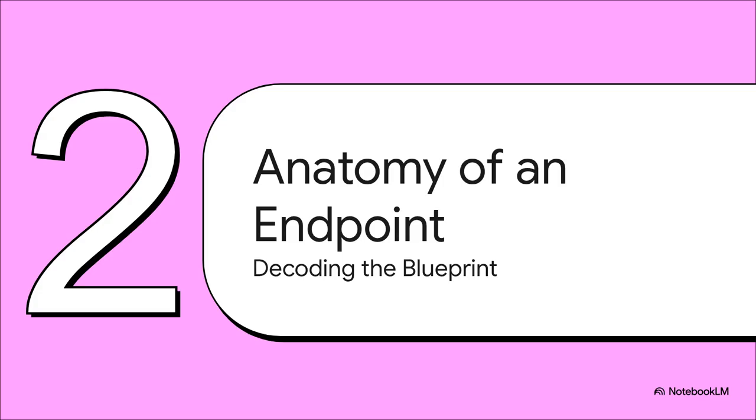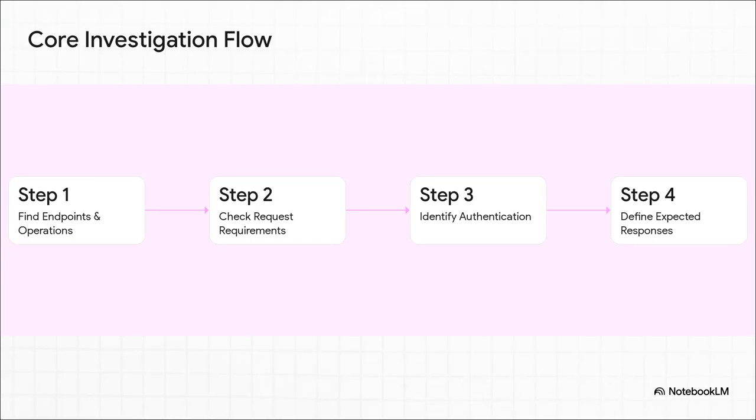All right, theory is great, but let's get our hands dirty. How do you actually read this thing? We're going to break down the anatomy of an endpoint, step by step, so you know exactly what you're looking for. This right here is our game plan for decoding any endpoint. It's a simple 4-step process. First, we find the endpoints and the operations you can perform on them. Second, we figure out the request requirements. What data do we actually need to send? Third, we identify authentication. How do we prove we're allowed to be here? And finally, we define the expected responses. What should happen, both good and bad, when we send that request?